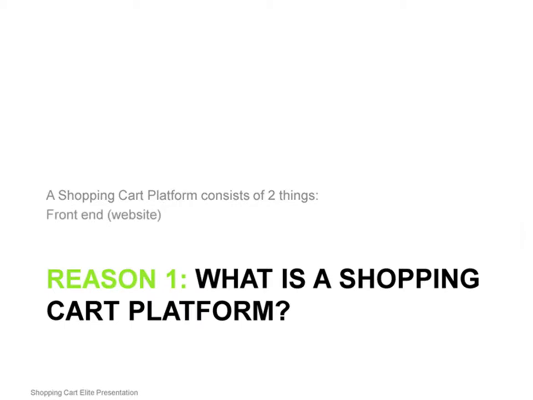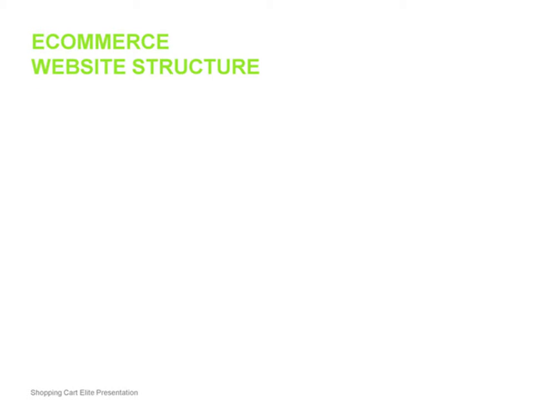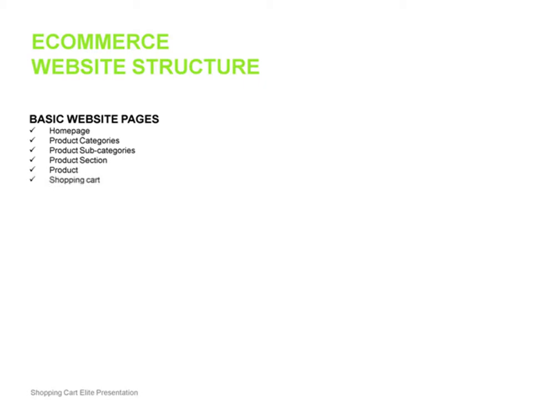This is where the visitor interacts with your company on the internet. B, back office. This is where the owner of the e-commerce business operates and manages his business. The first part of a shopping cart is the website. A basic website usually consists of a few web pages such as homepage, category, subcategory, product section, product page, shopping cart, checkout, information web pages such as contact us.